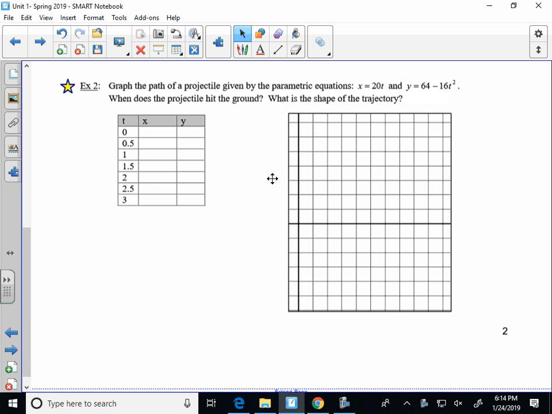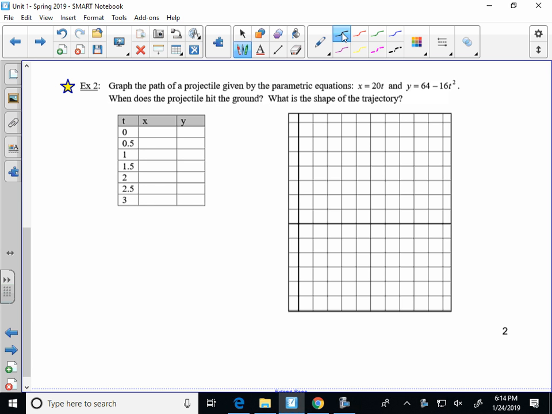So, graph the path of a projectile given by the parametric equation. When does the projectile hit the ground, and what is the shape of the trajectory? We're not really looking at anything too calculus-y here, because they're not asking for anything related to the speed, but we could easily find that. It's just a matter of finding the derivative.